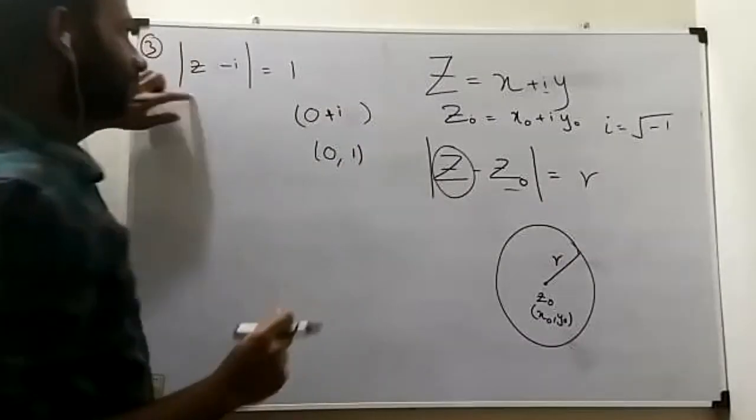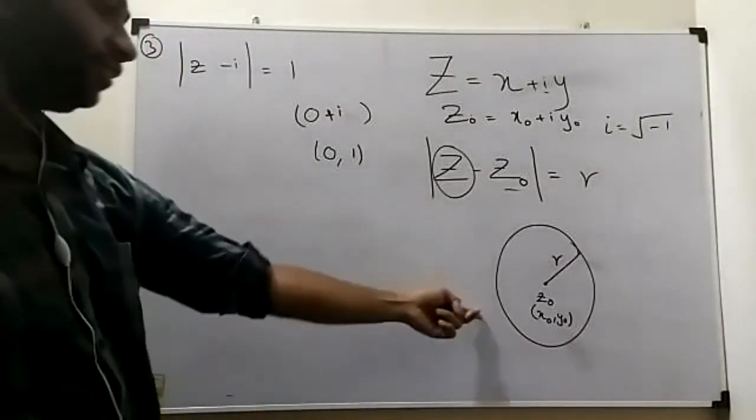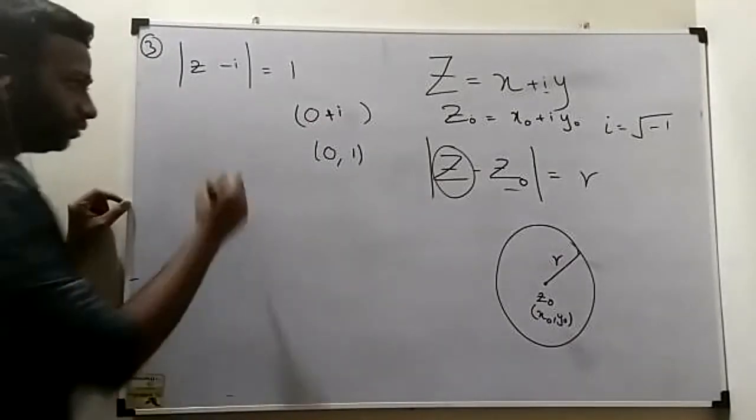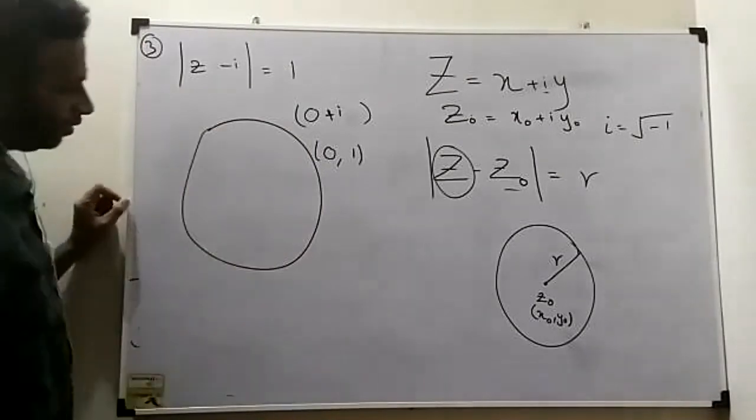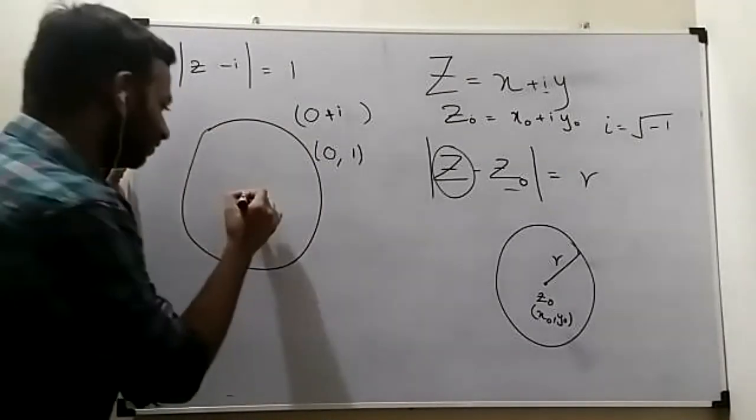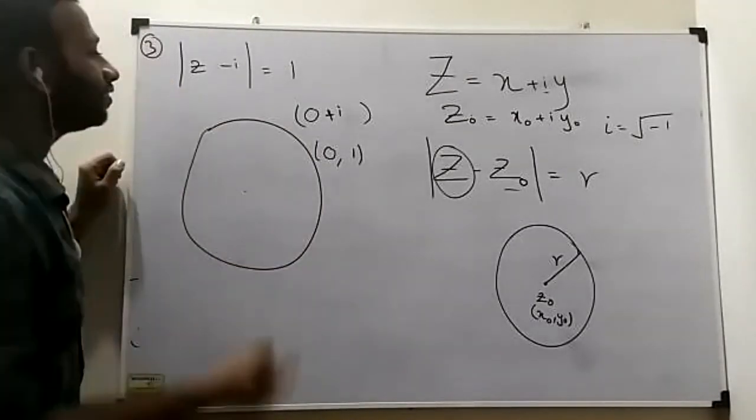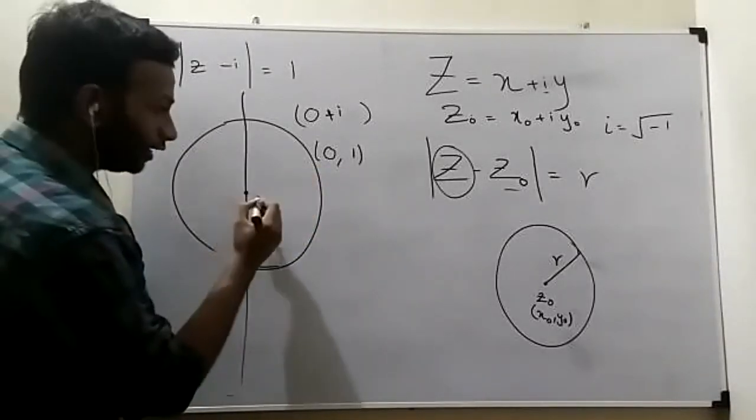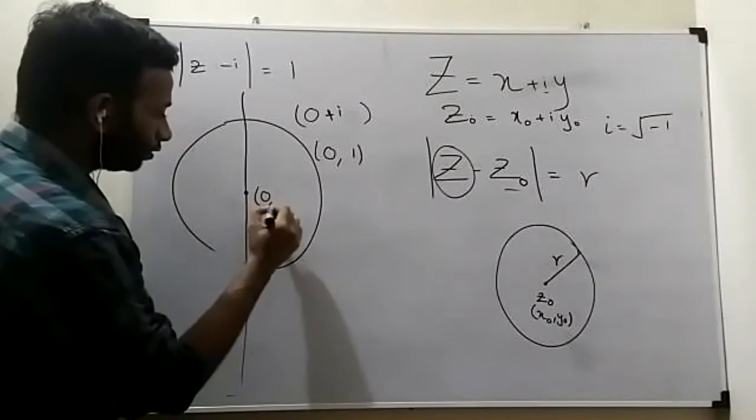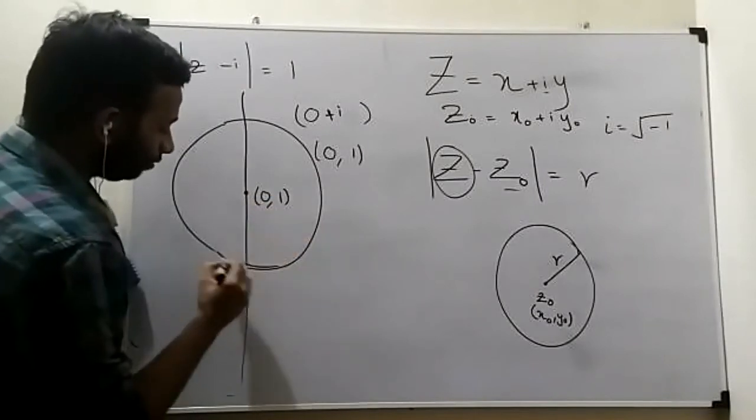So what does this represent? This represents a circle. My circle is not really a circle, but it's okay. With the center point 0, 1. This is the center point 0, 1. 0 means the x coordinate, 1 means the y coordinate.